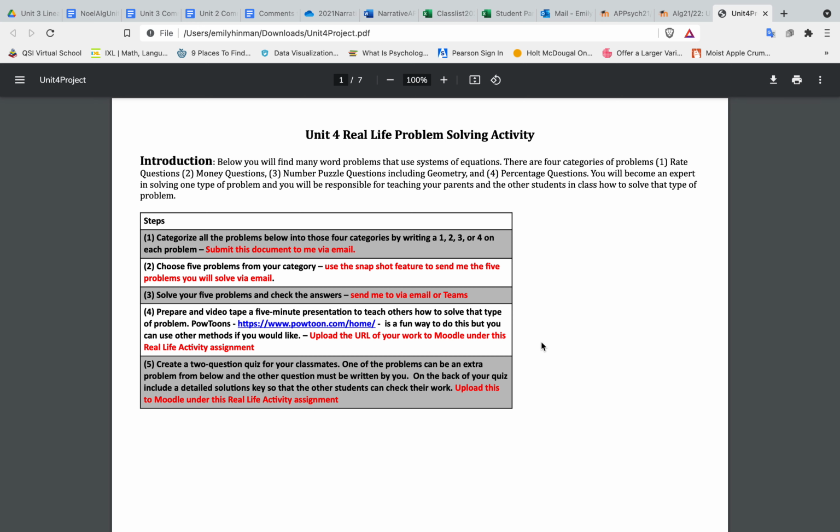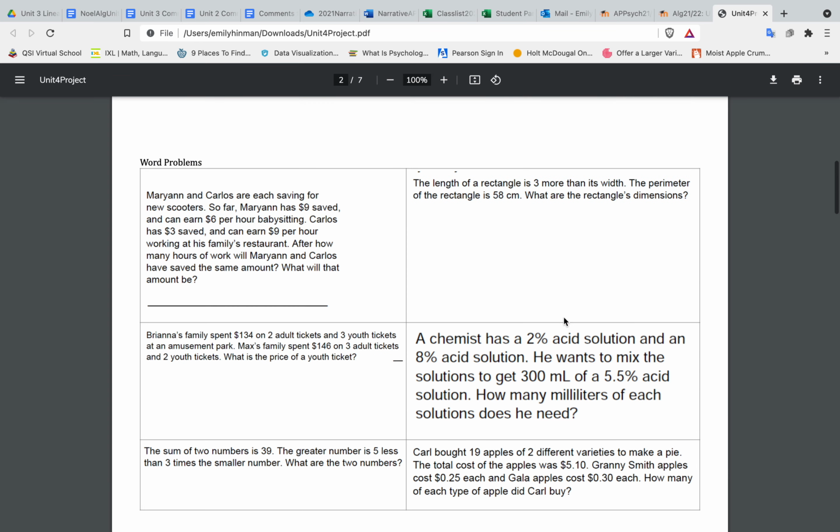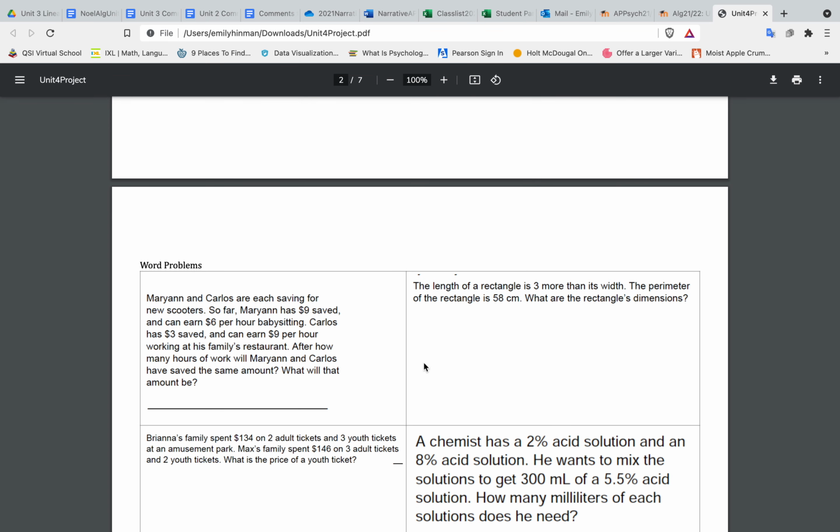So step 1 is all you're going to do is categorize the problem. So you're going to see down below here, I have all kinds of word problems. And all you need to do is read the problem, and you can just have a document on your page. You can just write on it 1, like this is a geometry question, so that's 3. So you just write, is it a rate question, a money question, a number question, or a percentage question? And I just want you to practice reading a lot of these, because part of the problem is just seeing what's going on in the questions.